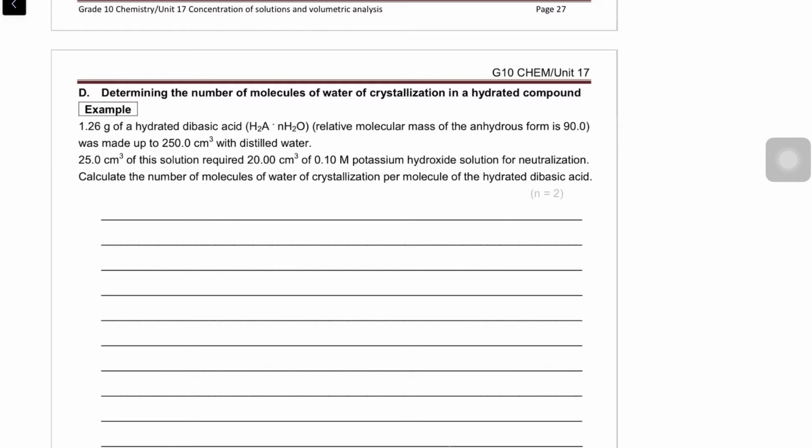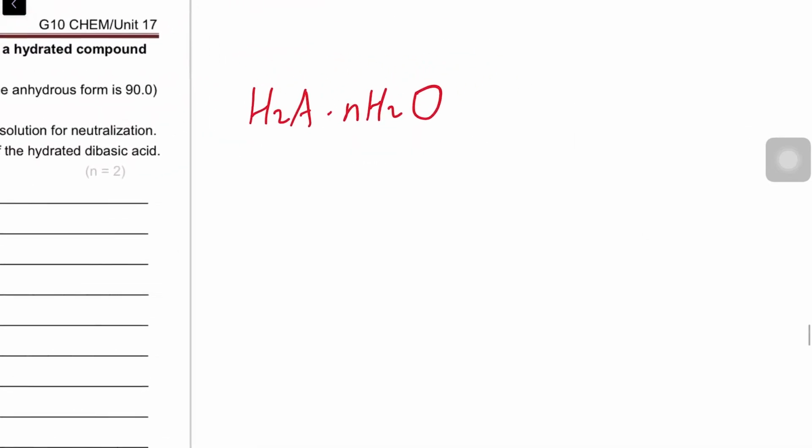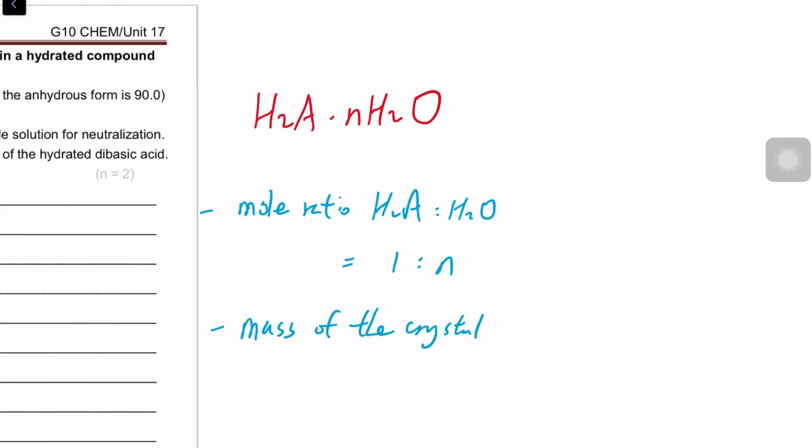In this session, we are going to find the number of moles of water of crystallization in a hydrated compound. First, let's find out this way. From this hydrated formula, there are several points we need to emphasize. First is the mole ratio between the acid and H2O, which equals 1 to n. The next point is that the mass of the crystal equals the mass of H2A plus the mass of water.